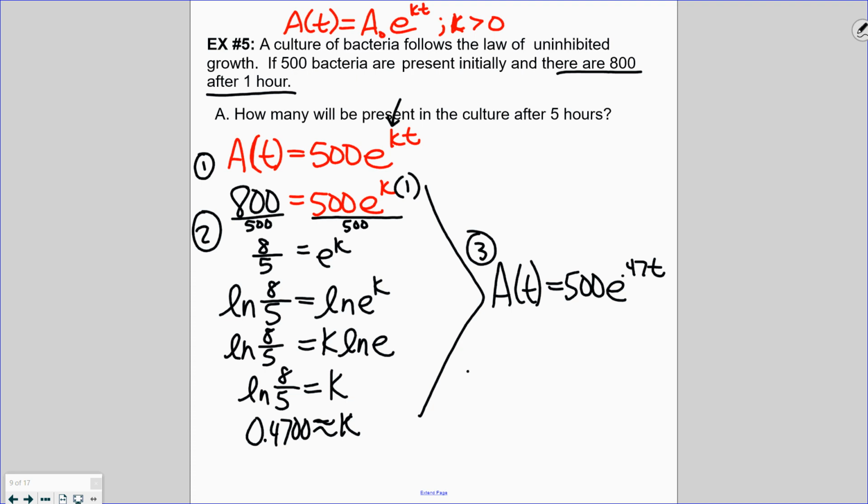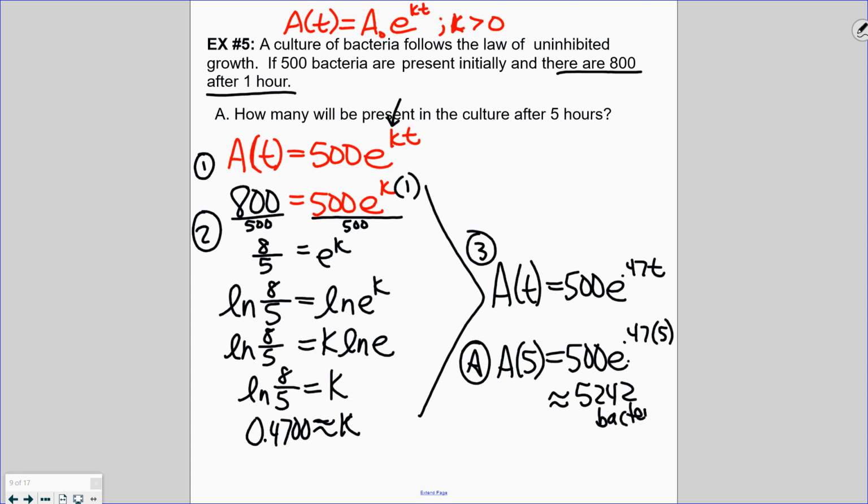For this problem, now I'm going to answer part A, which is, now that I have the model, I want to find A of 5. Because it says 5 hours, 5 is our time. So that's 500 e to the 0.47 times 5. And then we do that in the calculator, and we get that we have approximately 5,242 bacteria. And so again, a lot of this will be calculator problems.